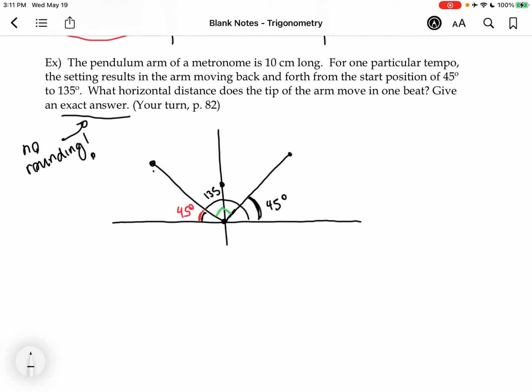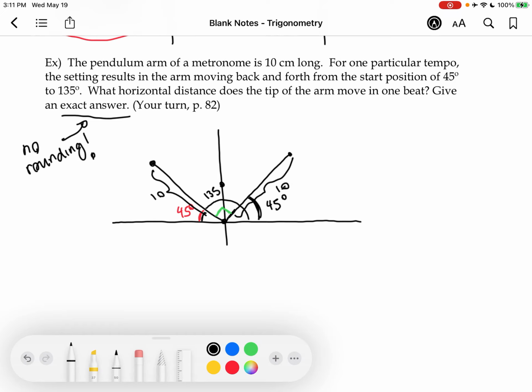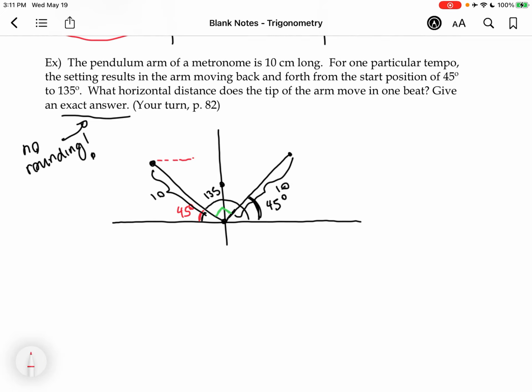Now we also know that the length of the arm is 10, and what we're being asked for is, what is this distance? Now that is a right triangle, and it happens to also be an isosceles right triangle because these two sides are equal. If these are both 10, these two angles are equal, right? And those two angles have to add up to 90 because the angle that I've drawn in green is 90. 90 plus 90 equals 180. If they add up to 90 and they're equal, they are both 45 degrees.